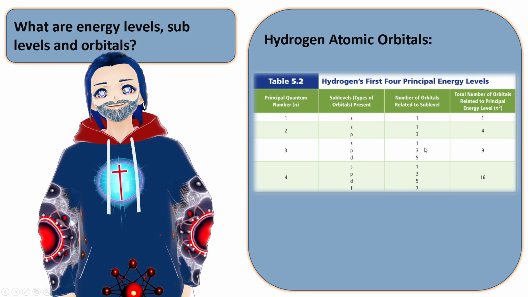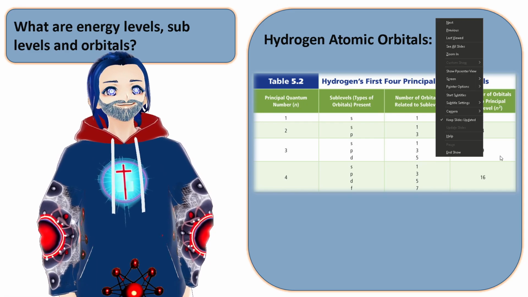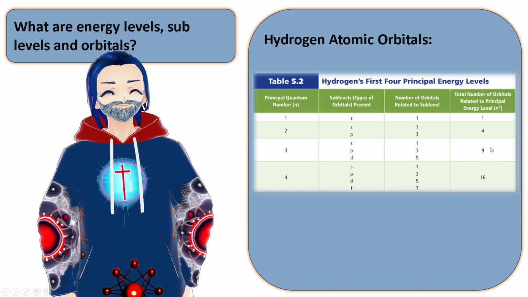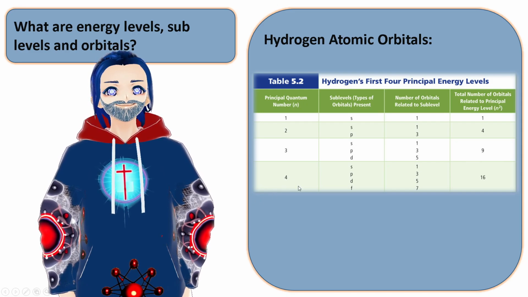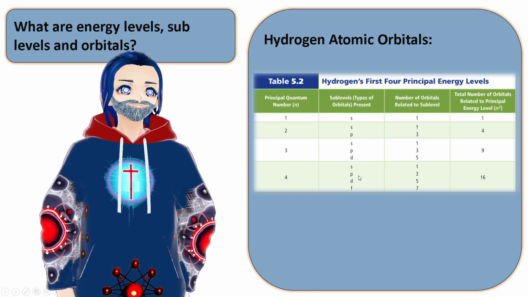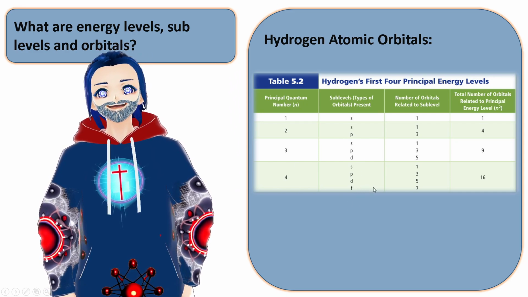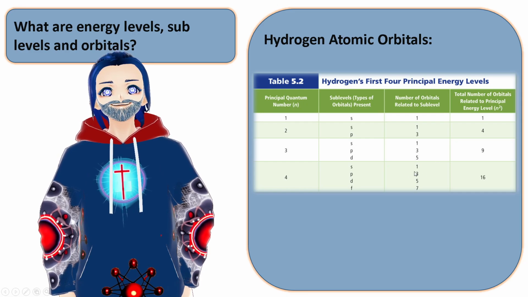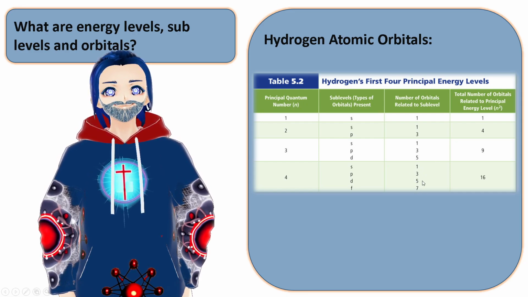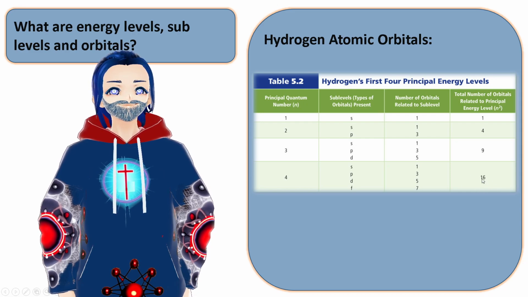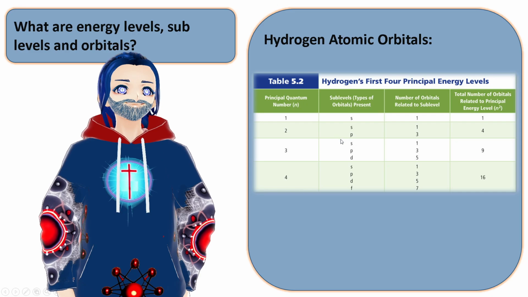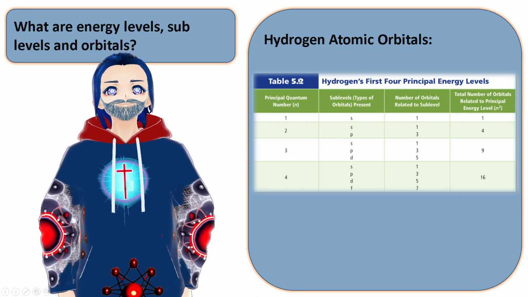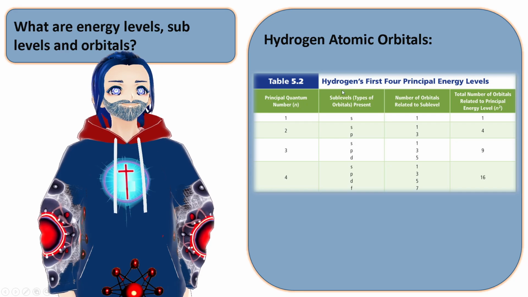Okay, you go out to the third one, and you have an s, a p, and a d. 1 orbital in that s, 3 orbitals in that p, 5 in that d, for a total of 9 orbitals. And then you finally go out to a 4th energy level. It has an s, p, d, and f. Your s, again, only has 1 orbital, p has 3, d has 5, and f has 7, for a total of 16 different orbitals. And again, we're going to talk a lot more about all of this, but for now, this is great information to know.